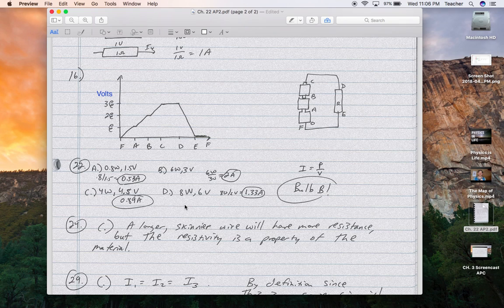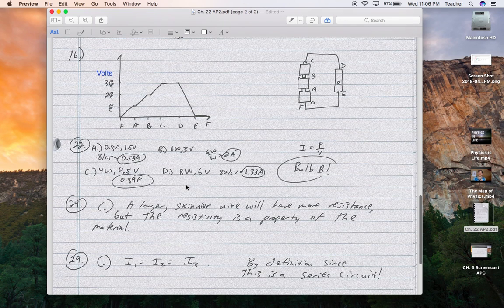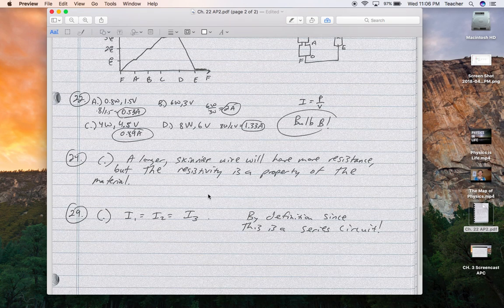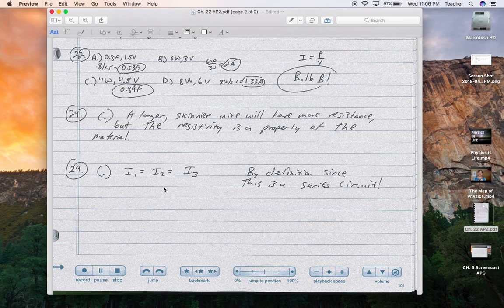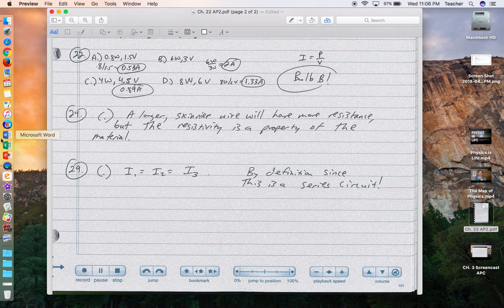Number 22. We were looking here to see which one bulb had the most current going through it. It gave you the power and the voltage of each. And you could use essentially the power formula, P equals V times I, rearrange it to get the current. For number 24, the correct answer was C. I've got an explanation there. For number 29, the answer was also C. So if you have questions about those, let me know. Hopefully the screencast proved useful.